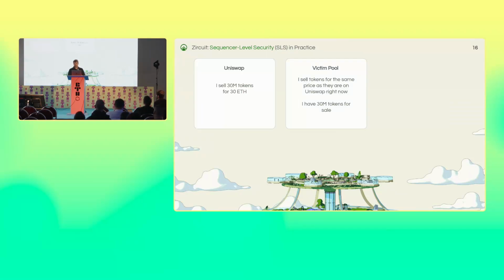So on top of that, as I said, I will need Uniswap. I will have a Uniswap pair, and that Uniswap pair, for the sake of an example, I will load with liquidity where it will have 30 million tokens and 30 ETH. So Uniswap is willing to sell me 30 million tokens for 30 ETH.